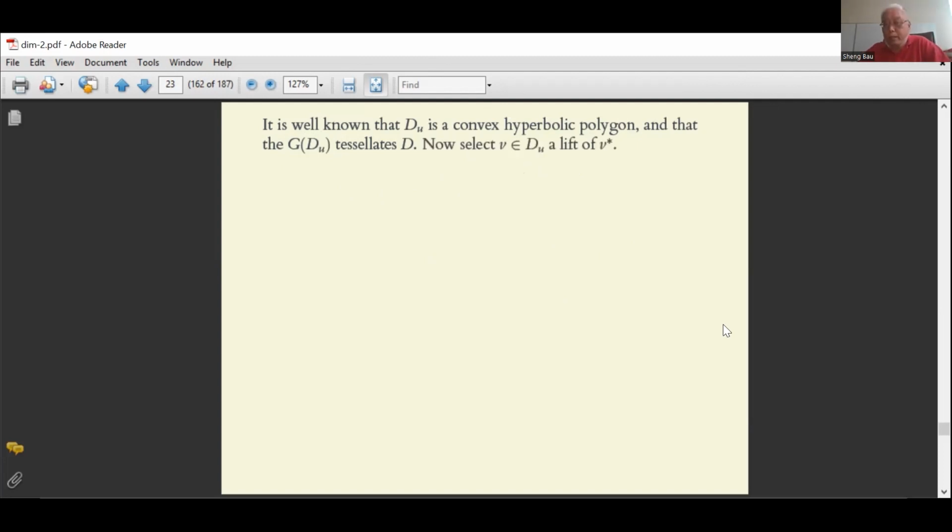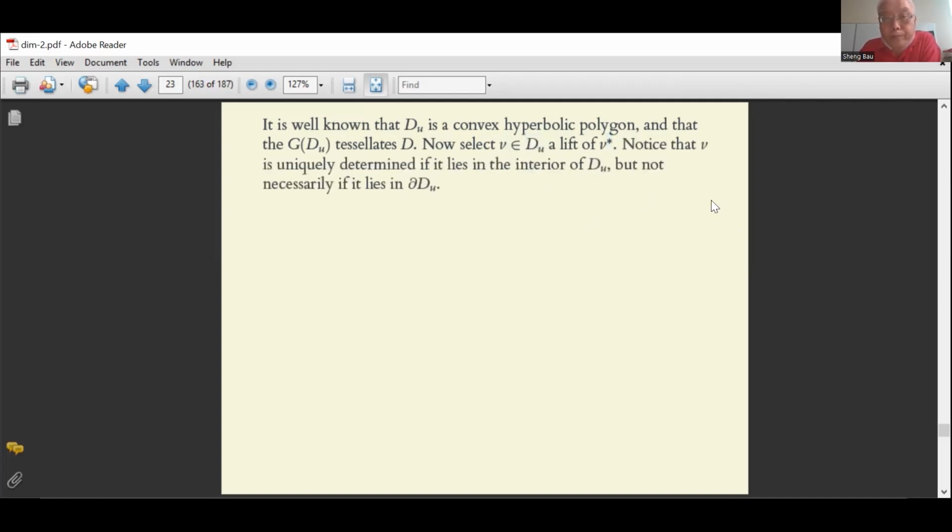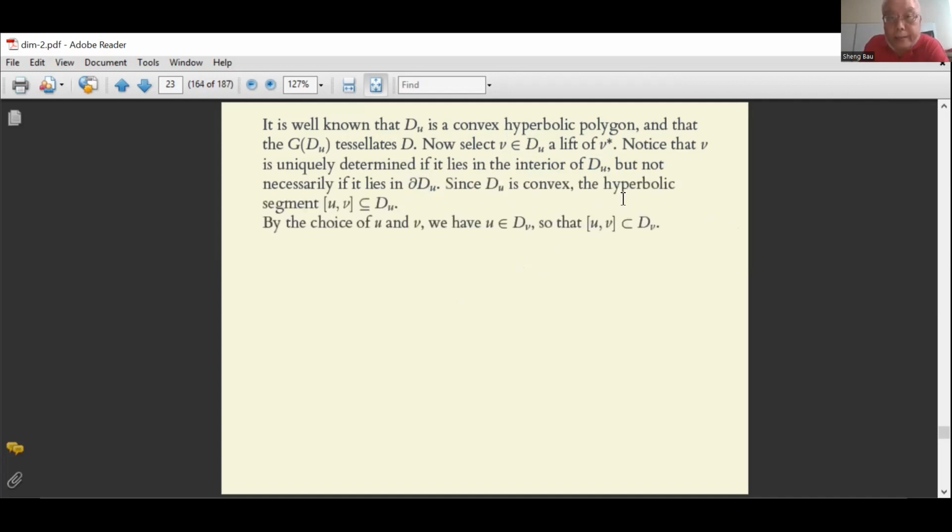Tessellates means it's a cover of the whole plane. Now select one lift of a point V star in this DU. Then V is uniquely determined if it lies in the interior of the DU, but not necessarily uniquely determined if it lies on the boundary of the DU, because the DU set tessellates the plane.